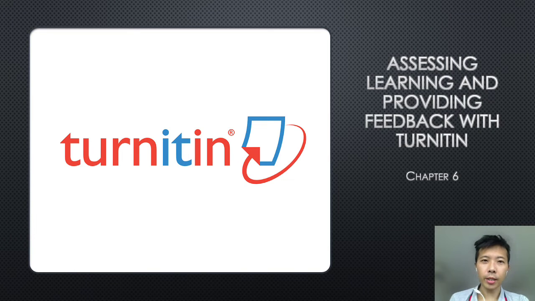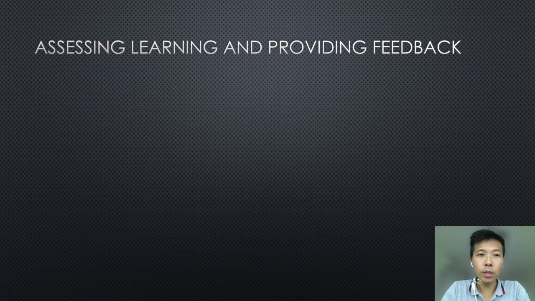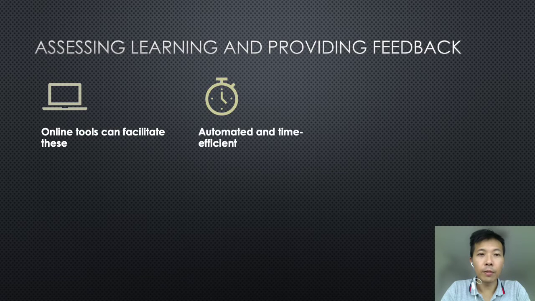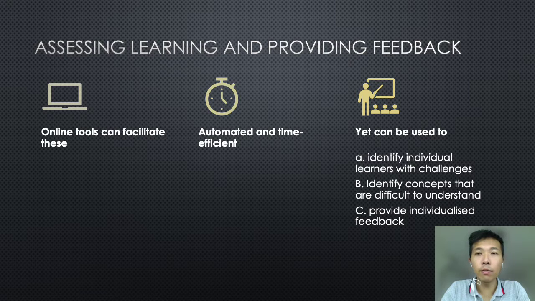Welcome to Chapter 6. Today we shall learn how to assess and provide feedback with Turnitin. Online tools such as Turnitin can facilitate the assessment of learning and provision of feedback. Some of these tools are automated and will save time. Yet at the same time, we can use these tools to identify individual learners with challenges, identify concepts that are difficult to understand, and provide individualized feedback.